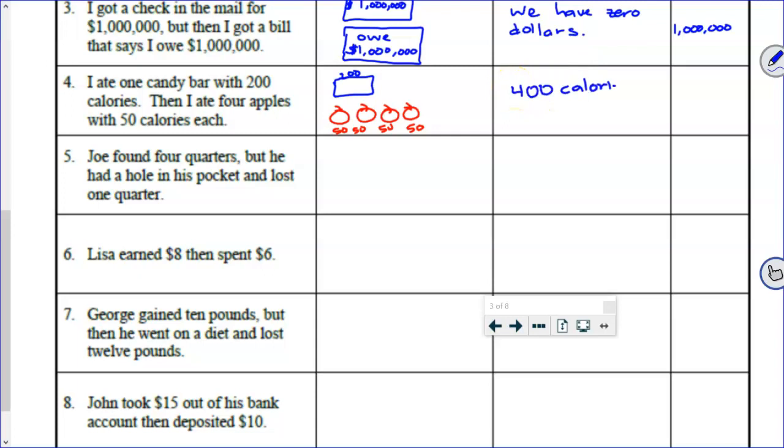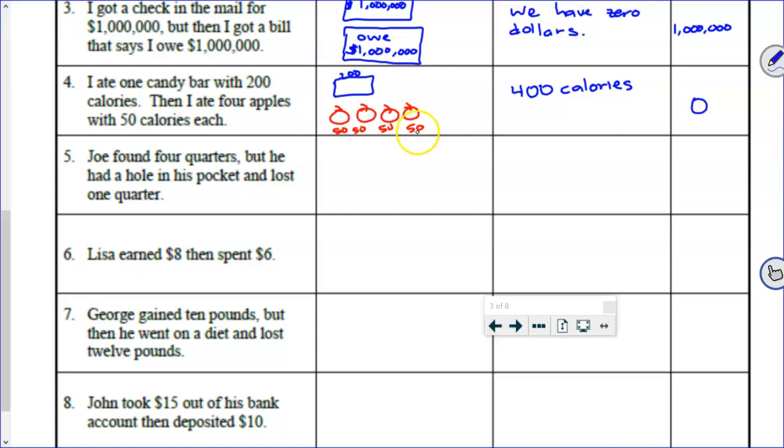So how many zero pairs? None. There are no zero pairs. Exactly. No zero pairs. I wish healthy food would counteract that negative food, or the bad food, but it doesn't work that way.